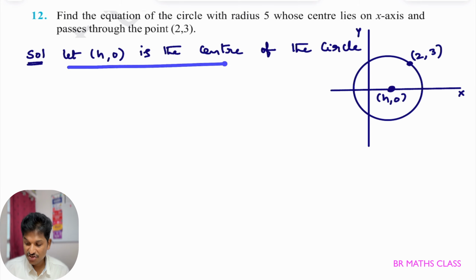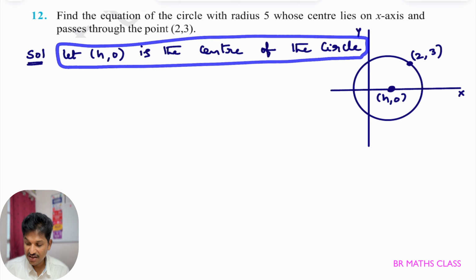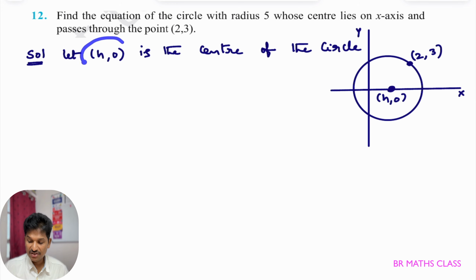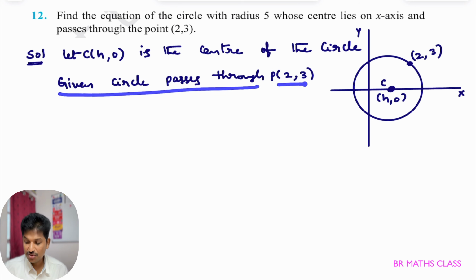First, you take (h, 0) as the center of the required circle. You want to find the circle equation. For that circle, you take (h, 0) as the center. Why (h, 0)? Because the center lies on the x-axis. When the center lies on the x-axis, its y coordinate is 0. I'll name the center as C. And they gave that the circle passes through the point (2, 3). That point I take as P.